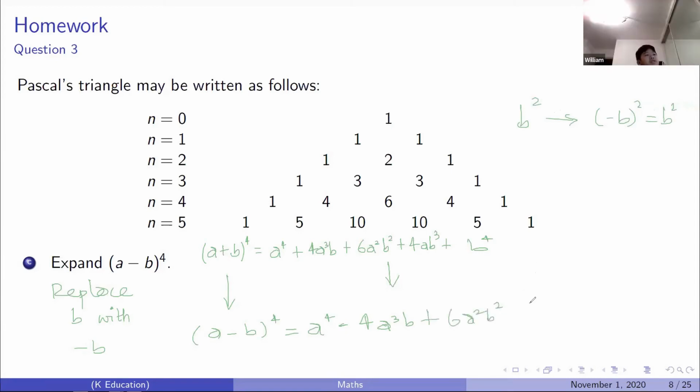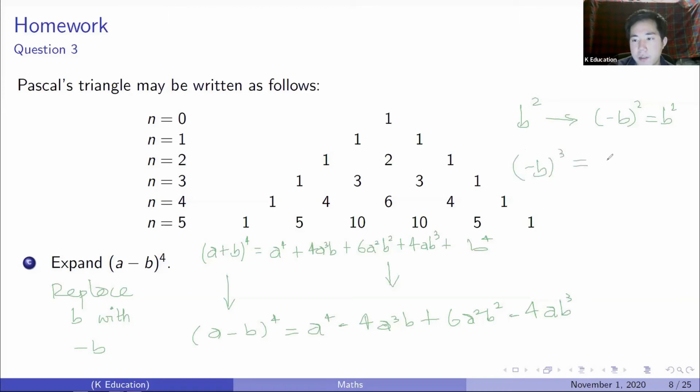Minus 4ab cubed. Okay, how do you know that b cubed will be negative? Is it because it's an odd number? Yeah, it's an odd power, right? So if you have minus b cubed, this will just be minus b cubed, like that. Okay, and last term? B to the power 4. Right. Plus b to the power 4. Yeah, this is still positive because it's an even power. Okay, yep, that's right.